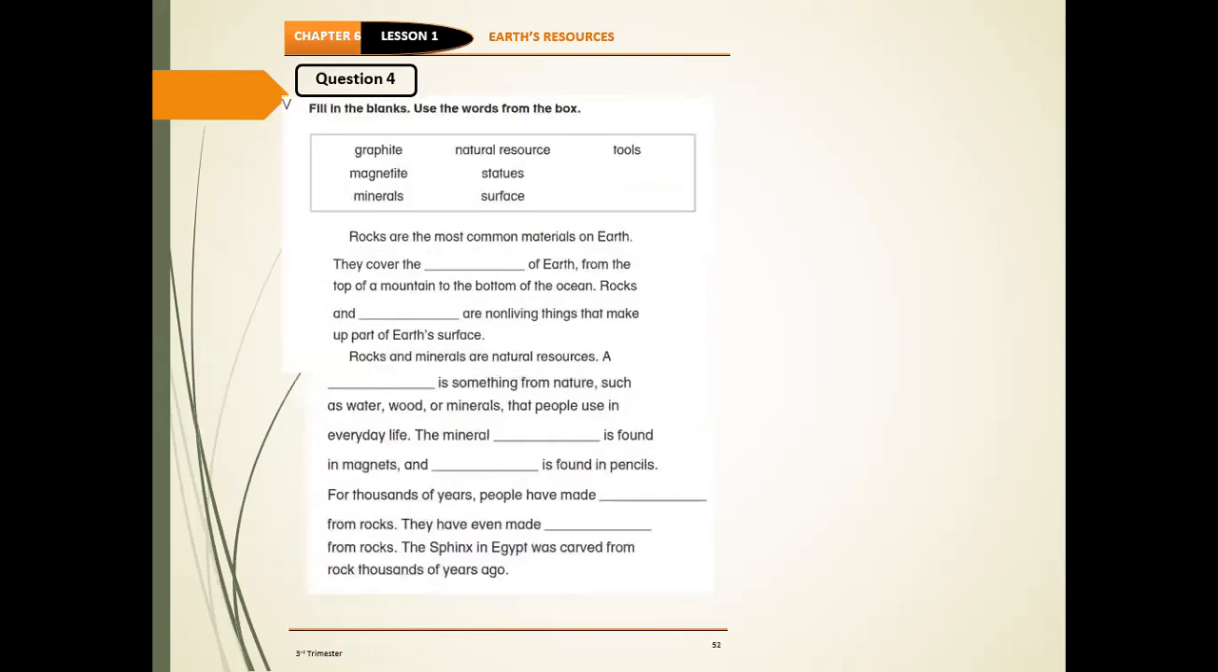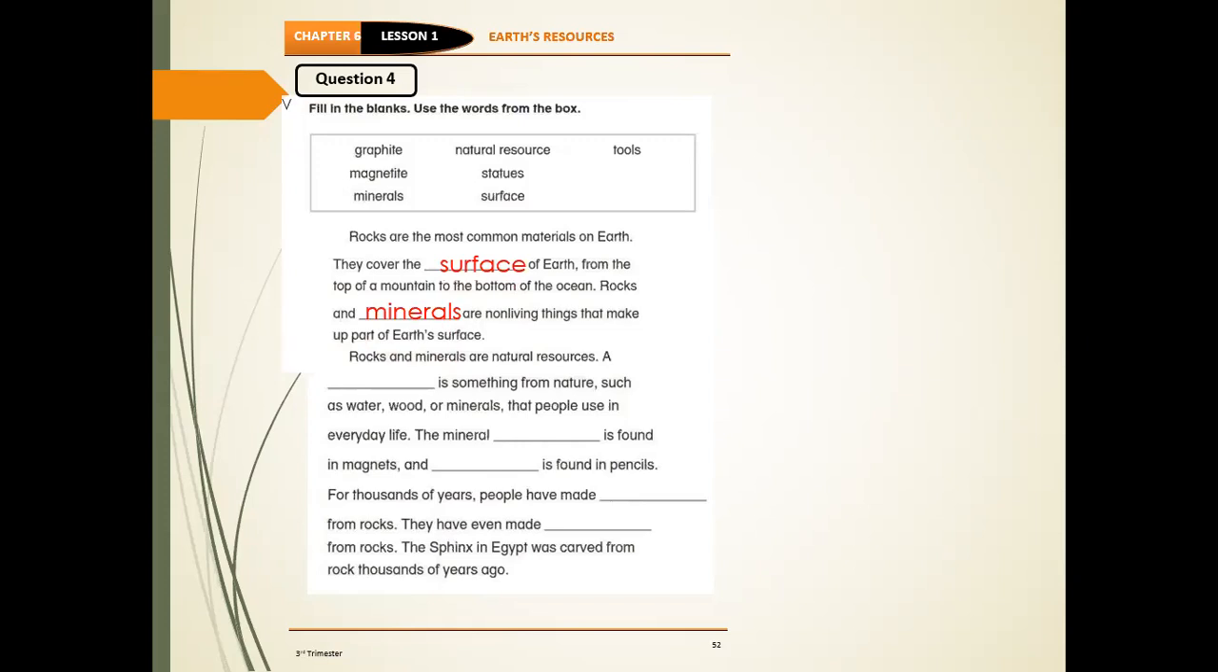Okay, the last page before your reading homework, page 52. We also have words up and then we're going to write them down. Rocks are the most common materials on earth. They cover the what of the earth? They cover the surface of the earth. From the top of a mountain to the bottom of the ocean. Rocks and what are non-living things that make up part of the earth's surface? Rocks and minerals. Excellent. Rocks and minerals are natural resources.